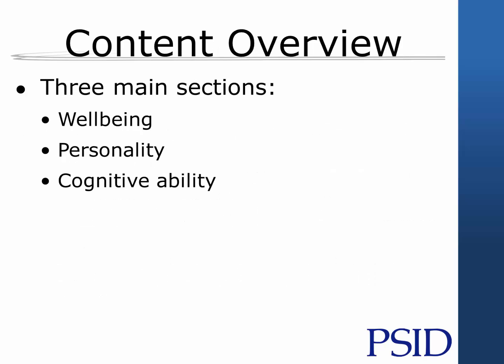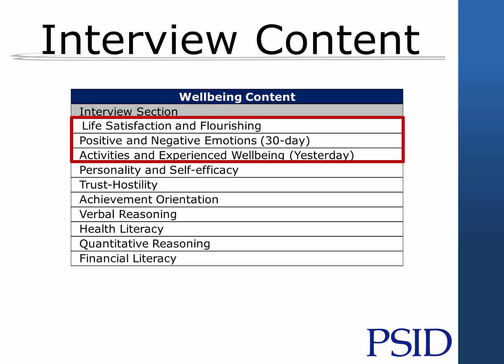The supplement collected information on 3 broad topics: well-being, personality, and cognitive ability. The first 3 sections focus on well-being and include measures of life satisfaction and flourishing, positive and negative emotions in the last 30 days, and activities and well-being experienced on the prior day.